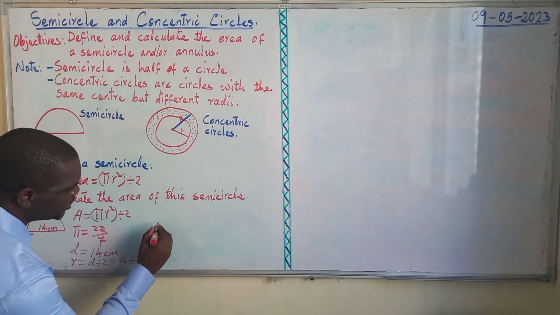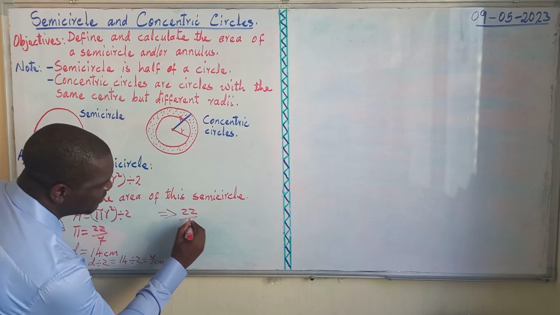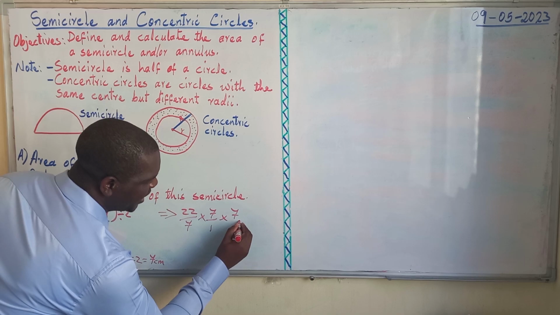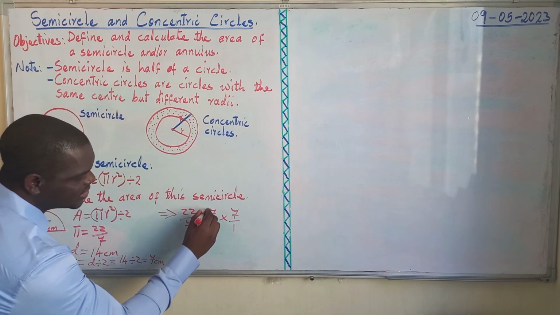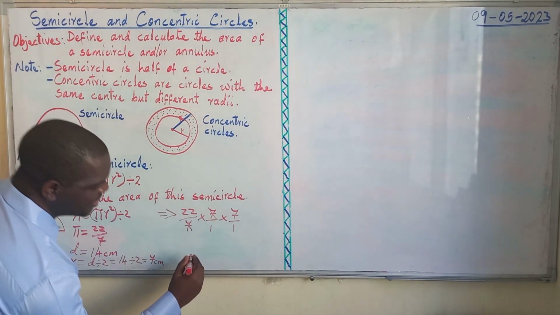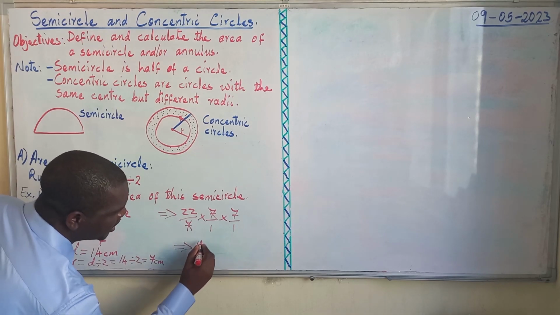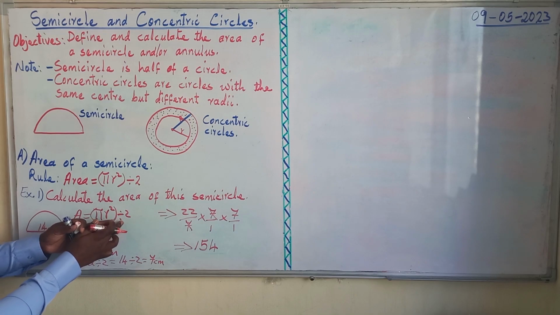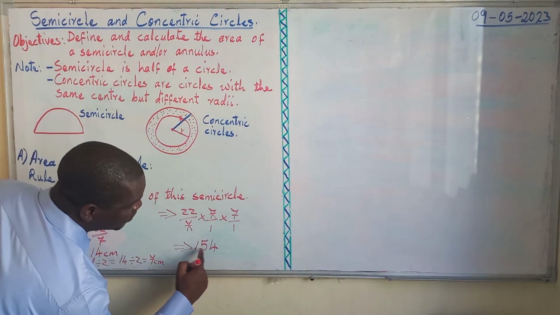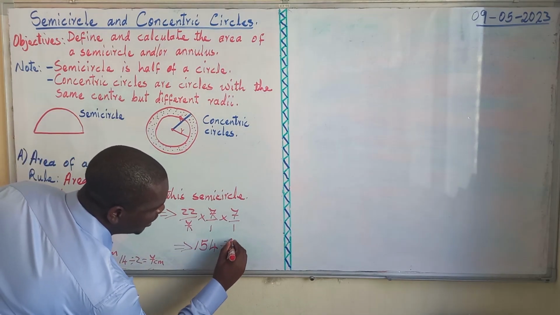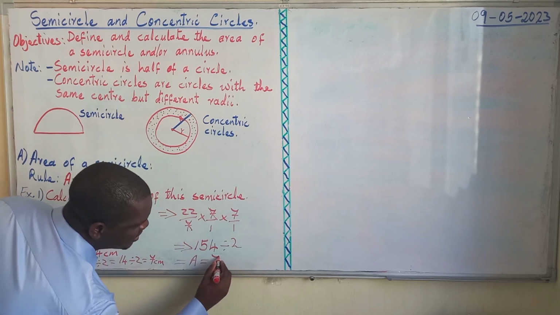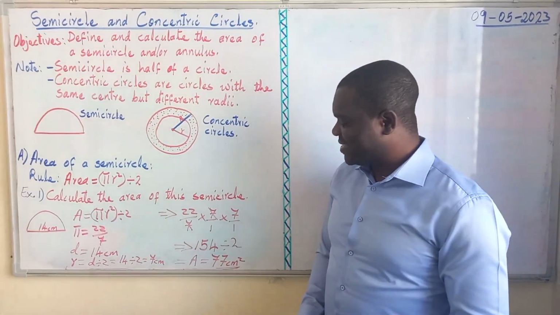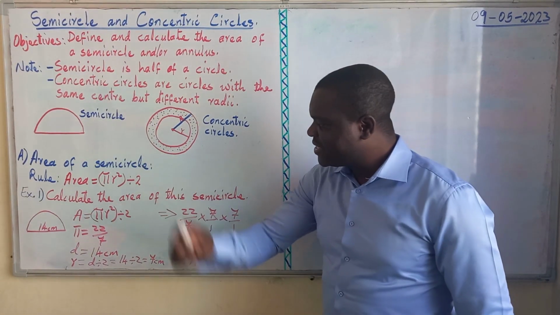With this, we can substitute pi 22/7 times 7/1 times 7 again over 1. This 7 can simplify this, and 22 times 7 is going to give us 154. This is not the final answer because we are supposed to divide the answer we have by 2. 154 divided by 2 is going to give us 77 centimeters squared. So this is our area of this semicircle.